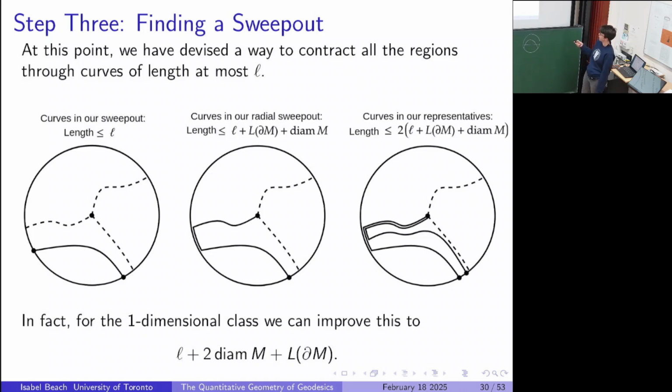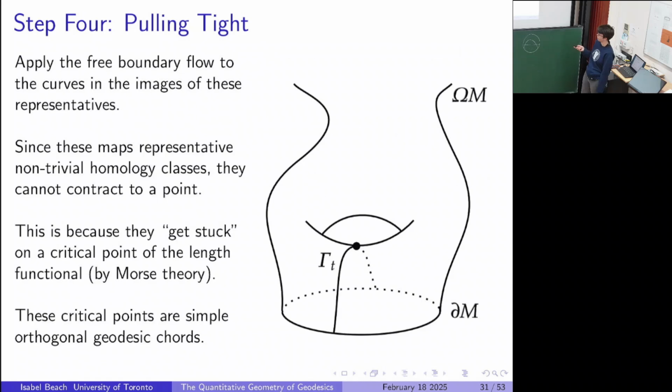So now we just have to use these sweep-outs to get an actual geodesic chord. The way we do this is often called pulling tight. So you want to apply the free boundary flow to the curves in the image of these representatives. Maybe I should first talk about the picture. So this is my path space. I've got the constant curves on the boundary line at the bottom. You can imagine the y-axis here is the length of your curve. So the curves of length 0 are my constant boundary curves. And I've got this non-trivial curve here, which is my one parameter family of curves.